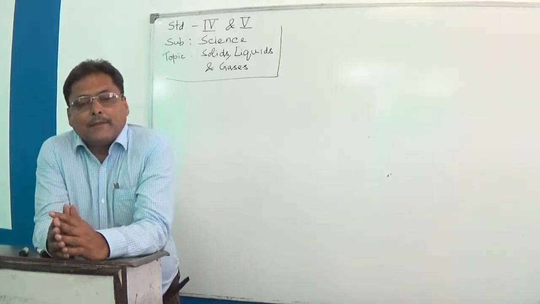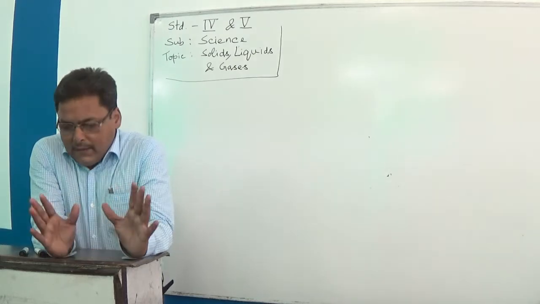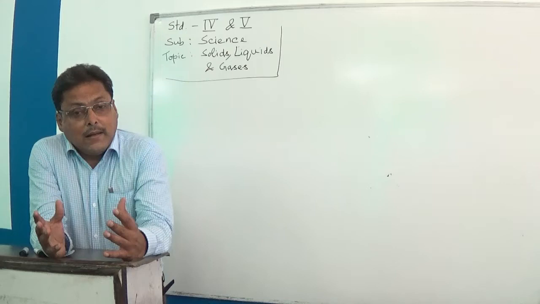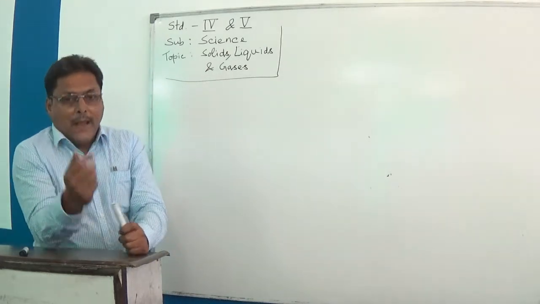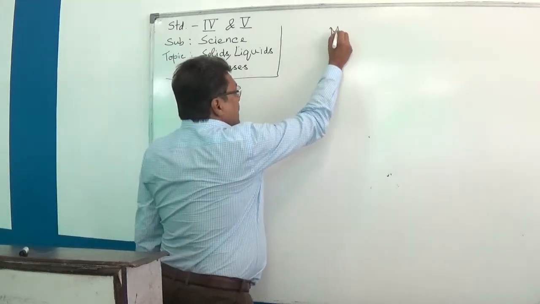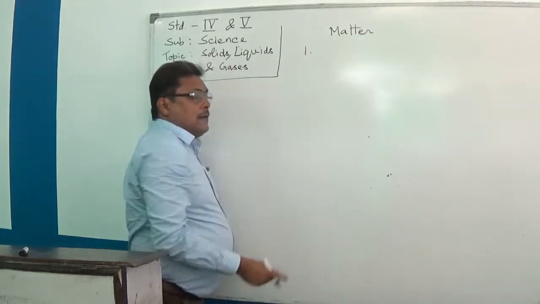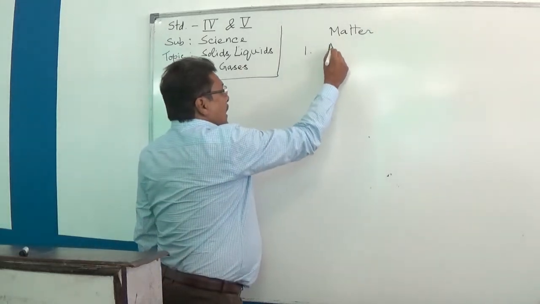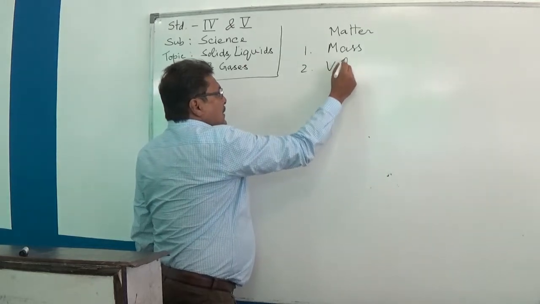What happens is that, you know about matter. Everything around us is made up of matter. Matter has two qualities. What is matter? Matter is something that has mass and also that has volume.